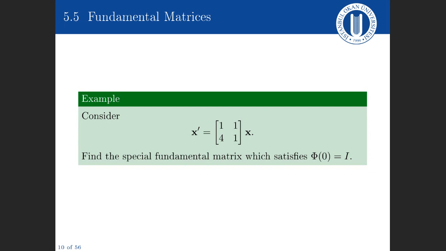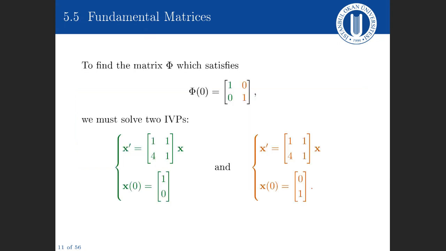For example, consider x prime is equal to the matrix [1, 1; 4, 1] times x. Find the special fundamental matrix which satisfies the condition Phi at 0 is equal to the identity. We want to find the matrix Phi which satisfies this condition. To answer this, we need to solve two initial value problems. To make the left column (1, 0), we need to find the solution which satisfies x at 0 is equal to (1, 0). And then to make the second column equal to (0, 1), we need to solve the same differential equation, but with the initial condition x of 0 is equal to (0, 1).